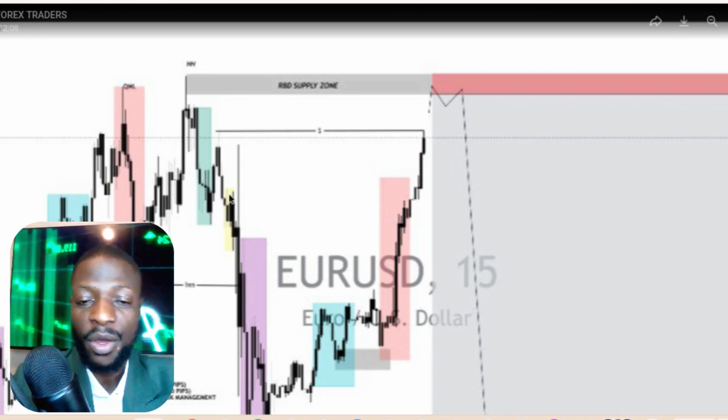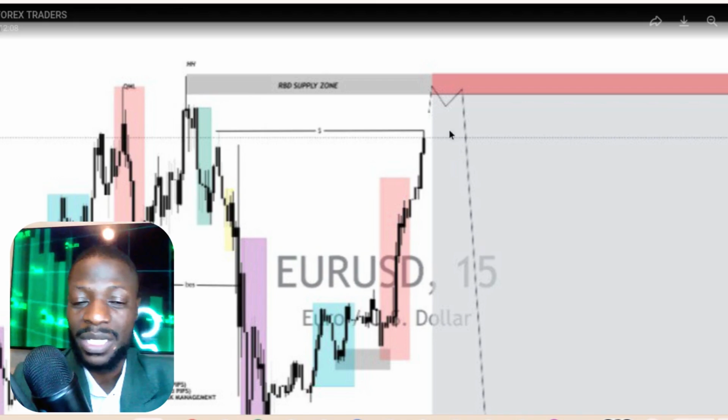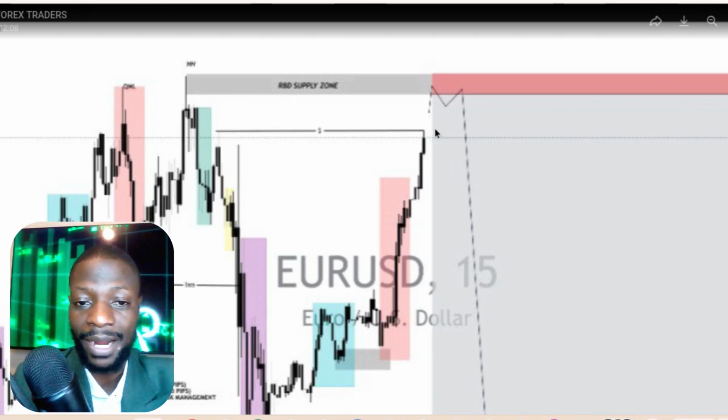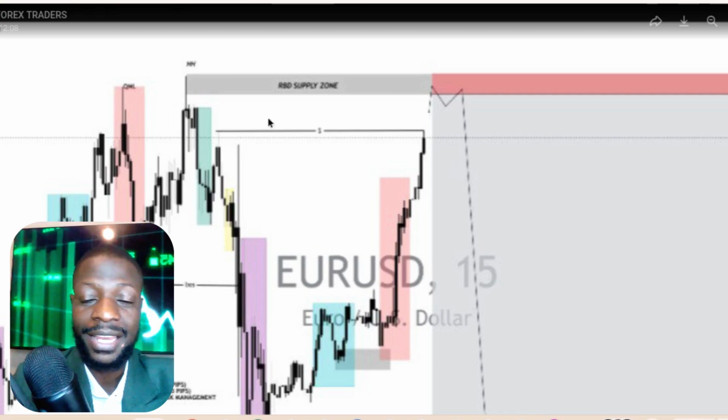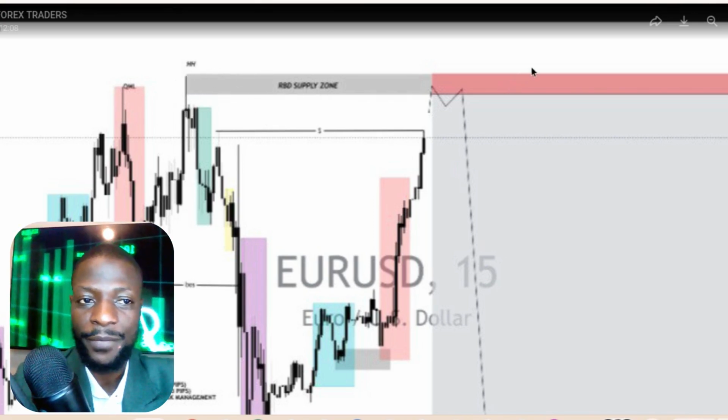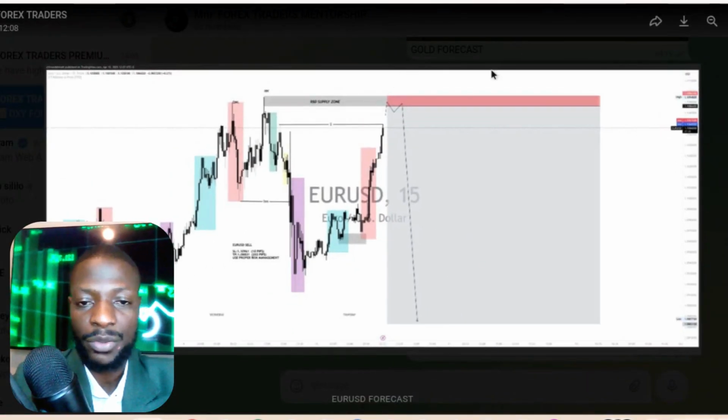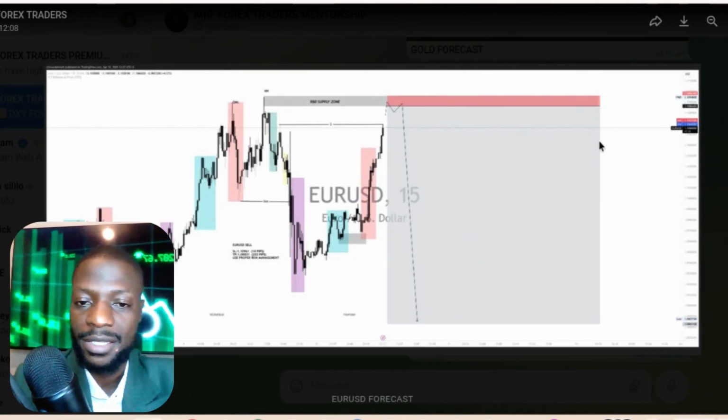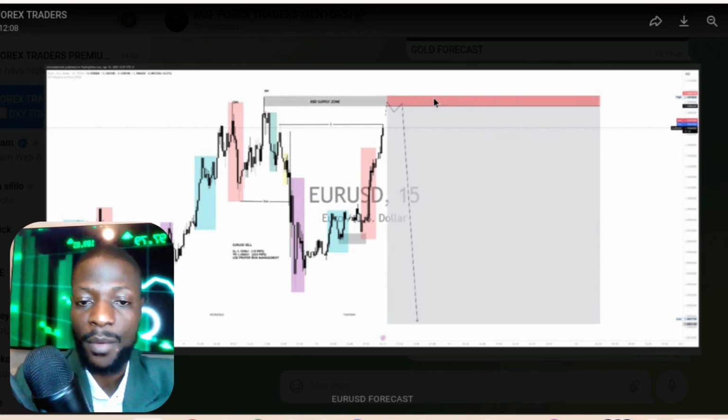And what was my plan? My plan was for this market to come here, take out this liquidity, then come into my area right here. And once the market did that, I was going to do what? I was going to actually sell once the market has come to my area right there.